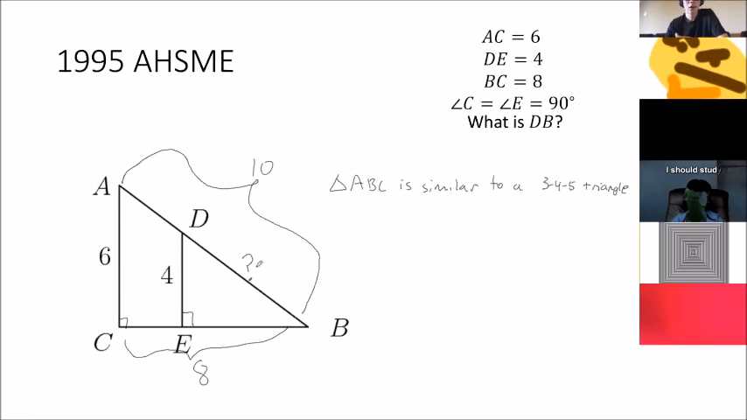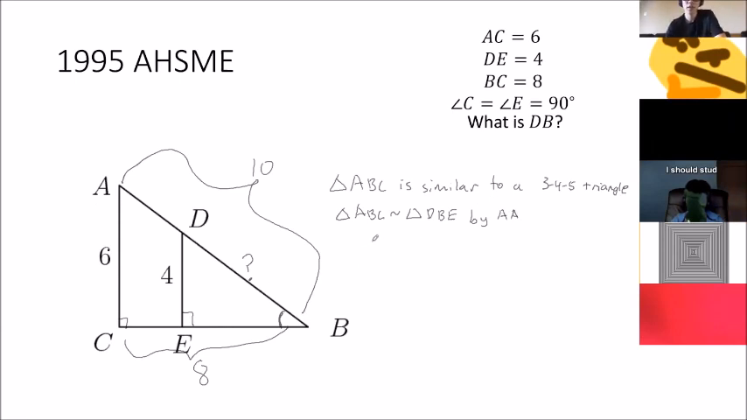And now we realize that triangle ABC is similar to triangle DBE. And why is that the case? Well, it's because of angle. Both these triangles share this angle right here at B, and they both have a 90 degree angle. So this is true by angle.